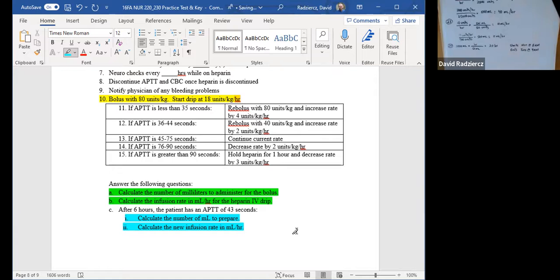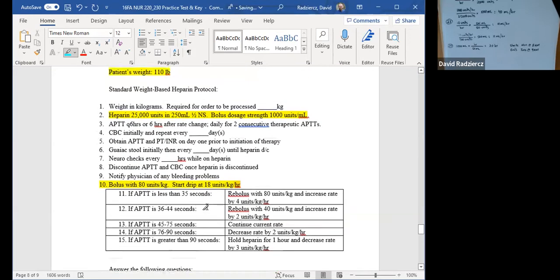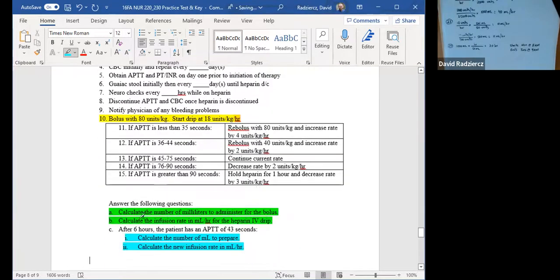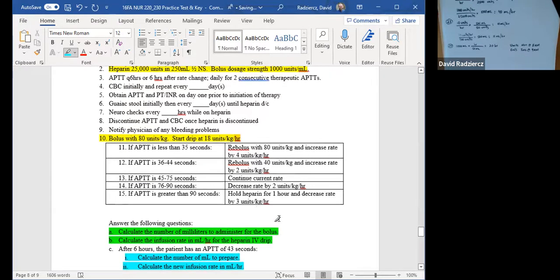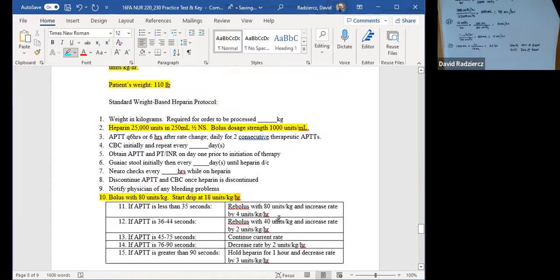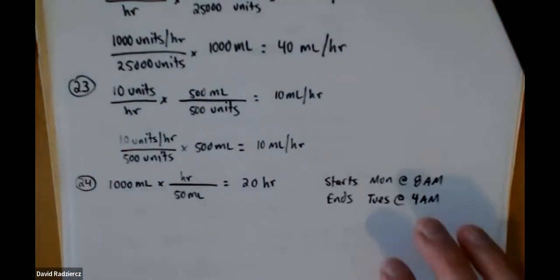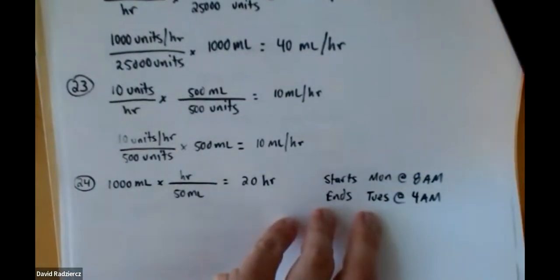When we look at the protocol a little bit deeper, it accounts for the APTT. All right, so in order to start and solve this, first of all, these are the questions. Calculate the number of milliliters to administer the bolus, and calculate the infusion rate in milliliters per hour. So we're going to do those two parts first. Before we do anything, we have to convert the patient's weight in pounds to kilograms. So I'm going to get a fresh sheet of paper.